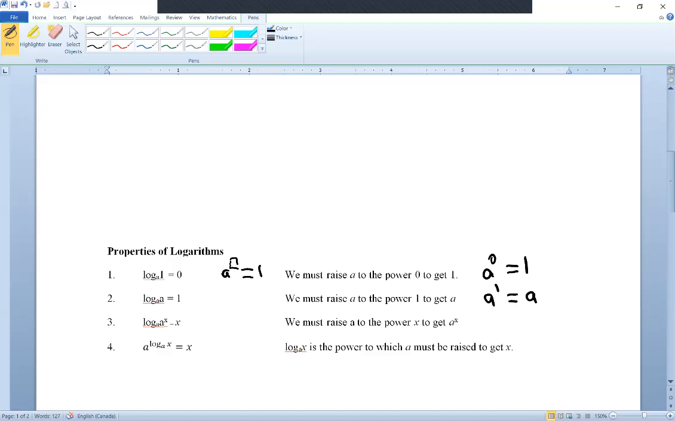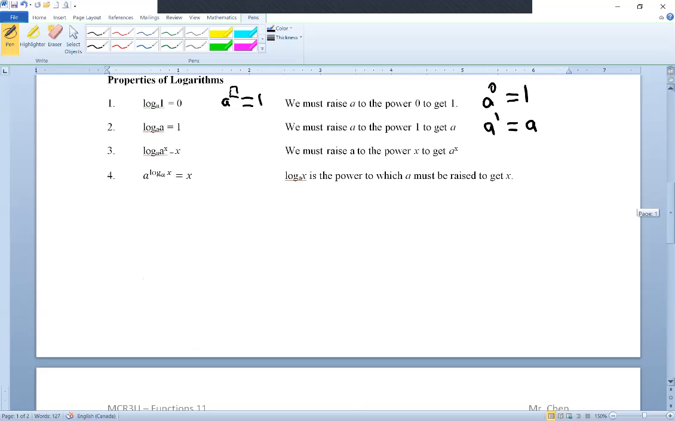Here's the one that I'm trying to get to, the third one. Log base a of a to the x is equal to x. We must raise a to the power of x to get a to the x. And I'll explain that with another example. And finally, the fourth one, a to the log base a of x is equal to x. And log base a of x is the power to which a must be raised to get x. So this short video is hopefully going to show you something that we need to do.